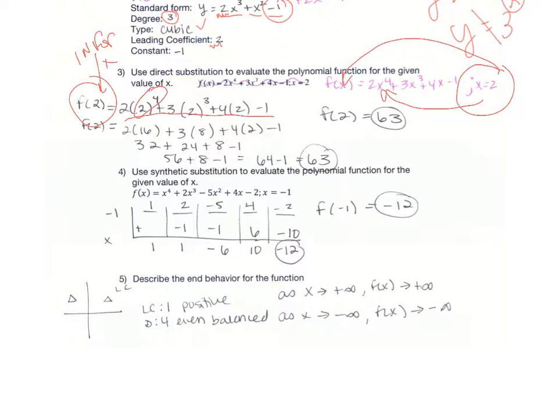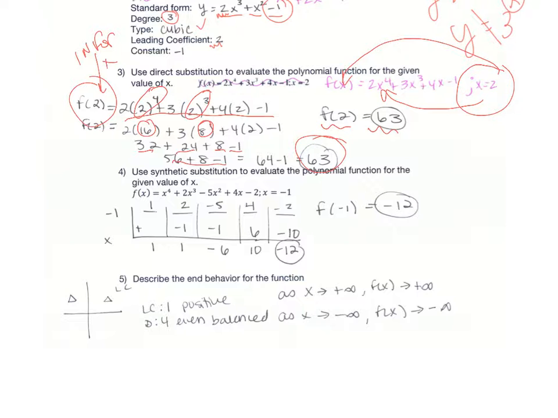So it's 2 to the 4th first, which is 16. You could do 2 cubed first, which is 8. Then most of you are good from there. 2 times 16 is 32. 3 times 8 is 24. 4 times 2 is 8. 8 minus 1. And we just go left to right, and we end up with 63. So f of 2 equals 63.